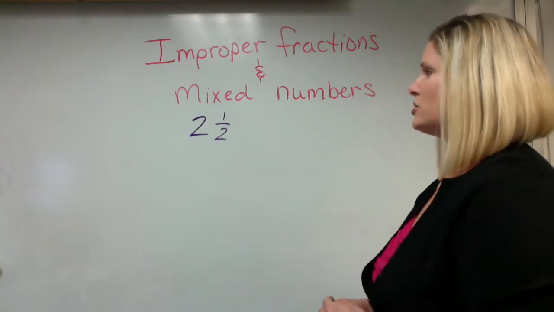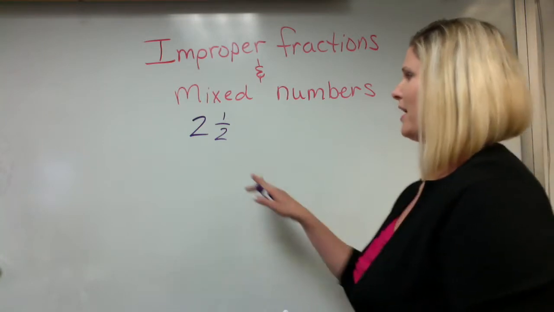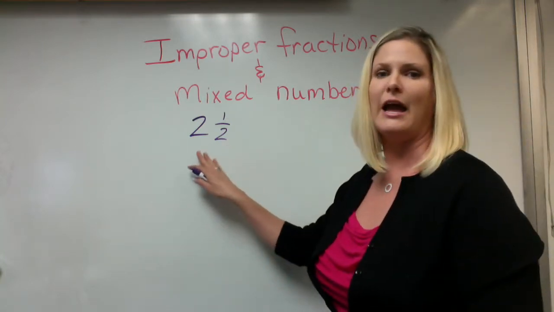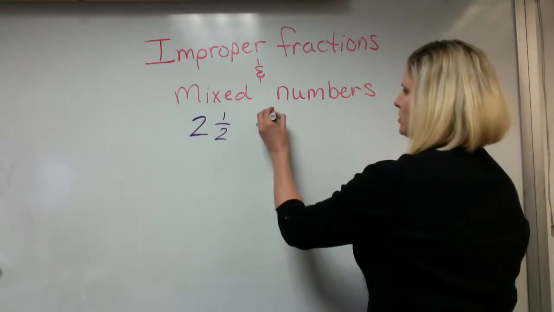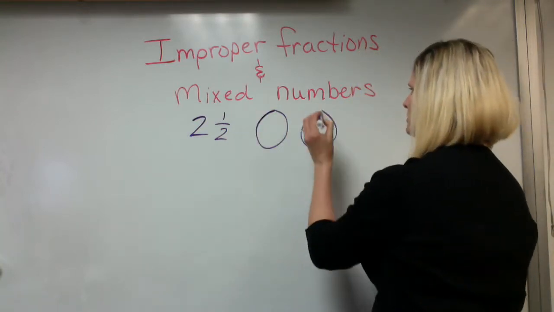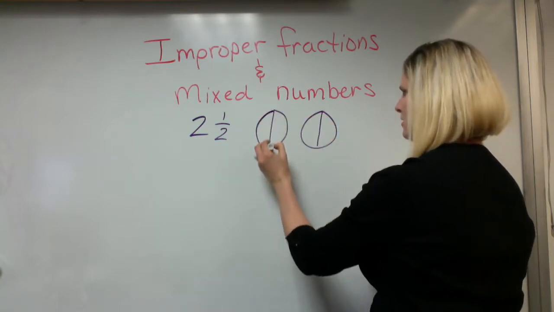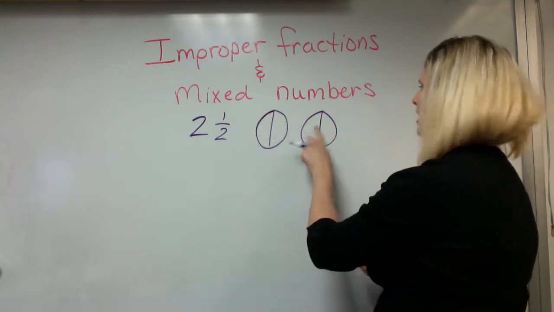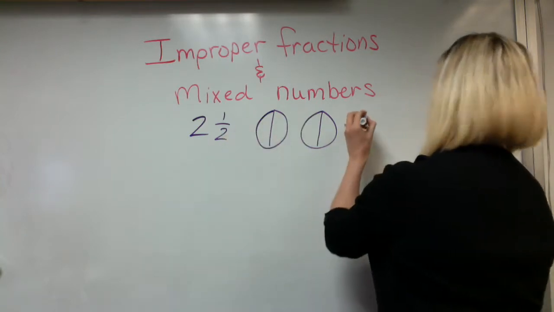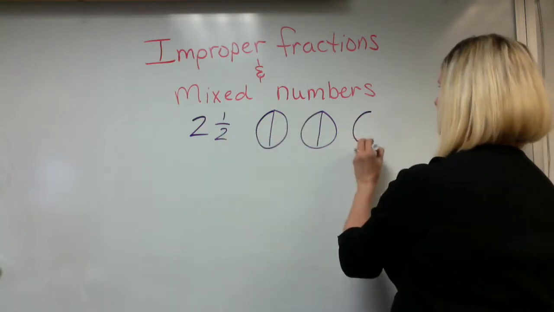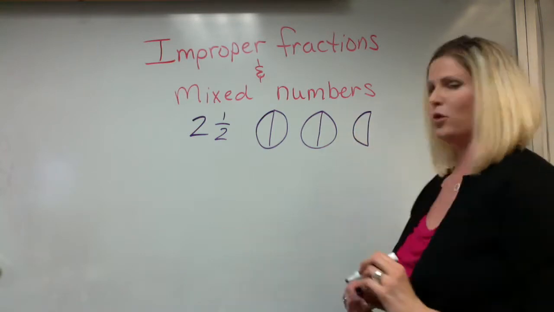All right, so let's take 2½ and let's look at that and say, well, if I had to cut it up into halves, how many total halves would I have in this whole entire thing? So let's do 2 circles, cut them in half. So there's 1/2 and 1/2, 1/2 and 1/2. So those two would then represent my whole number. And then I have one more half, so there's my one more half.